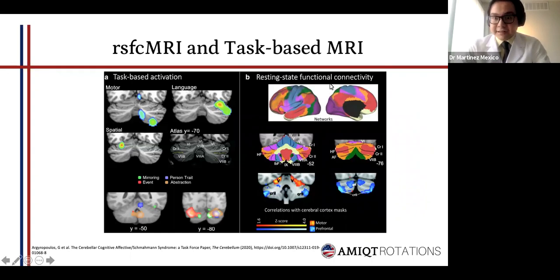The resting state functional connectivity mainly tells you the connectivity between different areas of the brain and the cerebellum. In this case, you can see that here in the motor area, the connections are mainly, as I told you, in areas 8 and the anterior cerebellum, while other areas like the cingulate cortex are mainly located in the posterior lobe. You can also see in the task-based activation studies that motor areas activate mainly the middle cerebellum, while the posterior lobe is mainly involved in language processing and visual spatial processing.